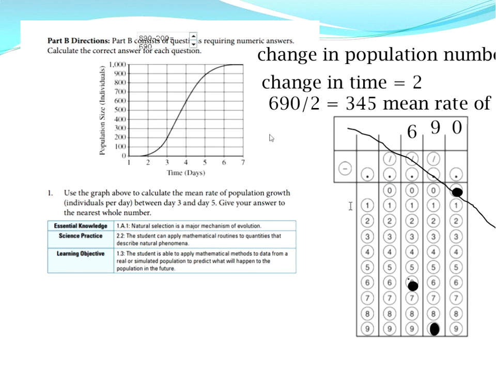Cross out that 690 because it should be 345. And hopefully that makes sense of why you had to do that. To find the mean rate of population growth, you have to do the change in the number divided by the change in the time. Okay? And that's where we get that number. Okay, so I apologize for that. I realized I made that mistake after I stopped talking and wanted to go back and fix it.